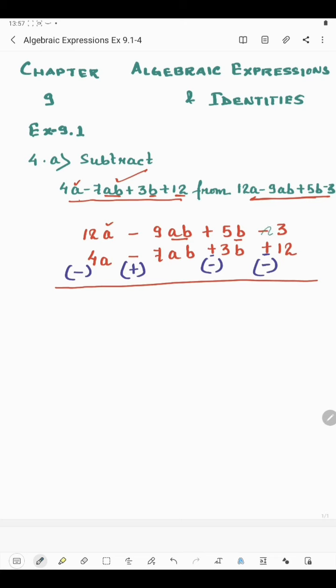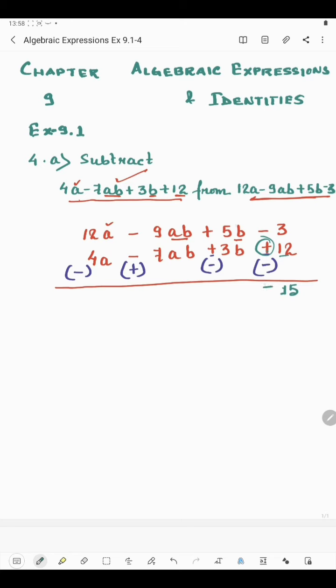Here minus 3 and minus 12, because we will ignore the plus sign, as the plus sign has been changed into minus sign. Okay, so both are having negative sign now, so minus minus will become positive. So 12 plus 3 is 15. Okay, and since both the digits have negative sign, it will be minus 15.